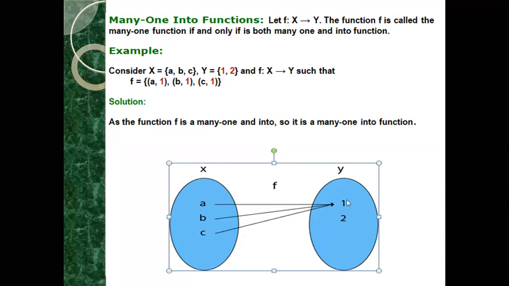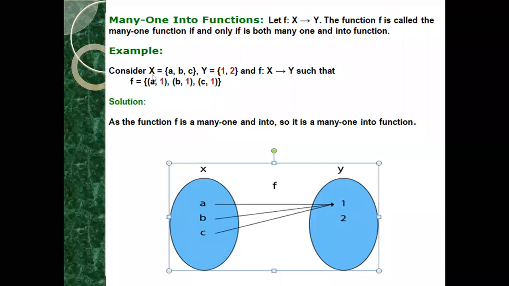So in this example, it satisfies into because an element of the codomain doesn't have a pre-image in the domain. And many to one, because different elements of the domain have the same image in the codomain. So many to one and into, that's why this function is called a many to one into function.